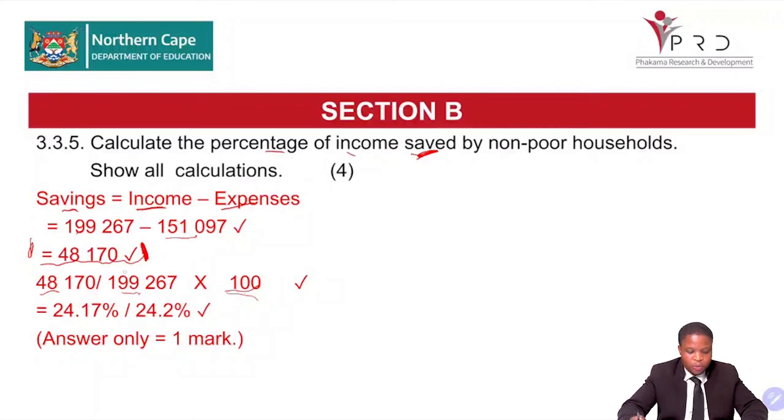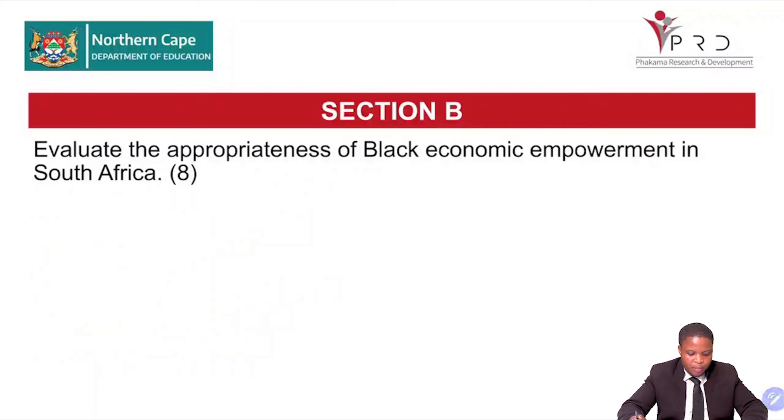Right, let's move to 3.5. 3.5 says evaluate the appropriateness of BEE in South Africa. So you're going to evaluate the success of the BEE in South Africa. So when you evaluate the appropriateness of BEE, your Black Economic Empowerment in South Africa, you can see the success or not successful of it. So you need to understand what was the aim of the BEE. Then you can evaluate it, right?